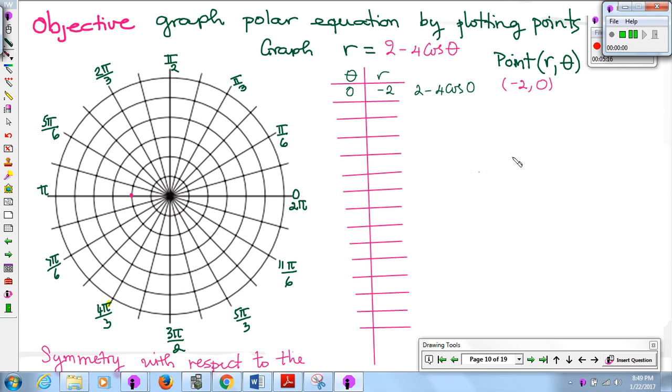Hello my pre-calculus student. In this video we are going to plot a polar equation by plotting points. The given equation is r equals 2 minus 4 times cosine theta.